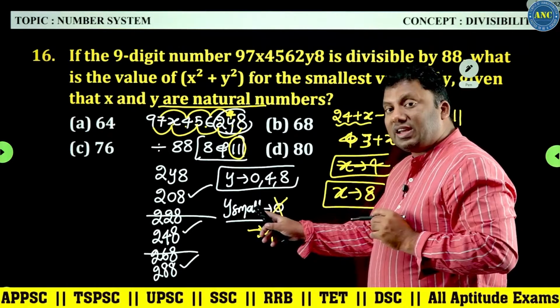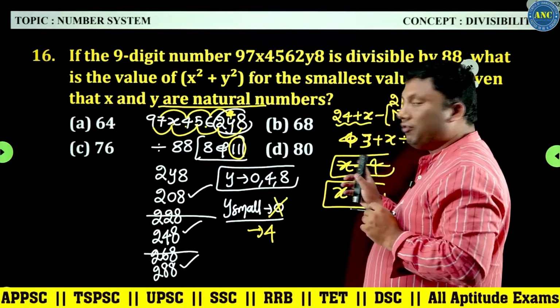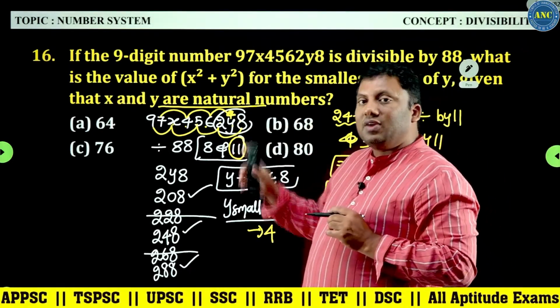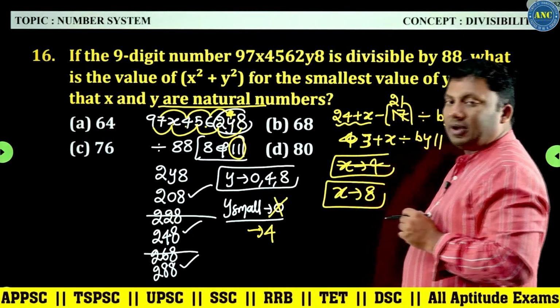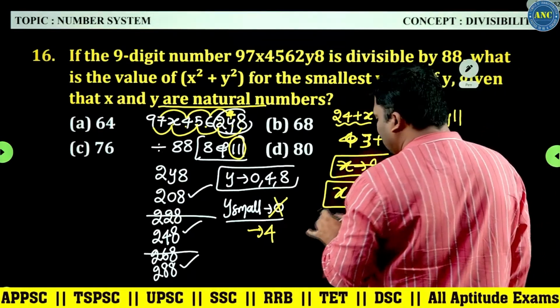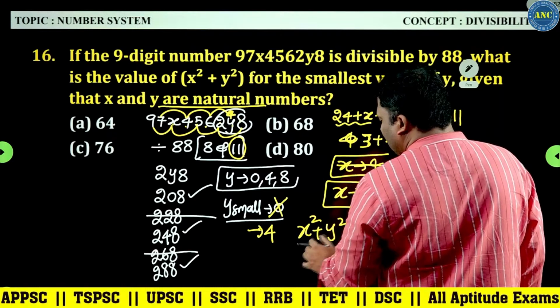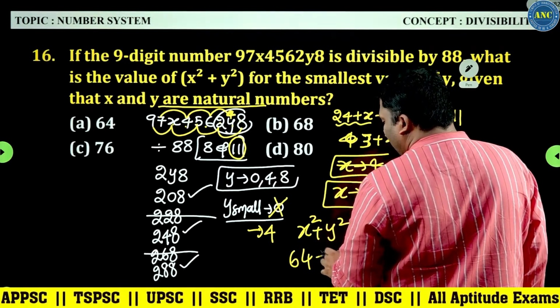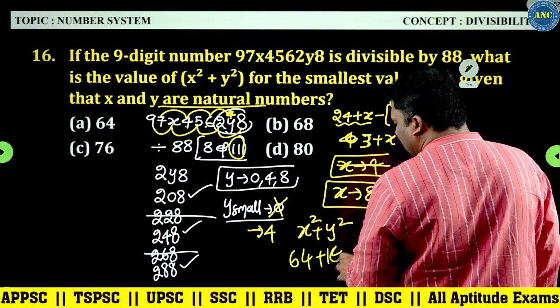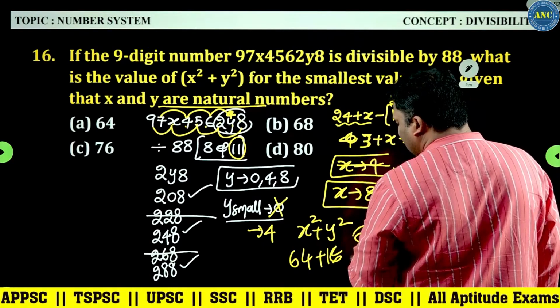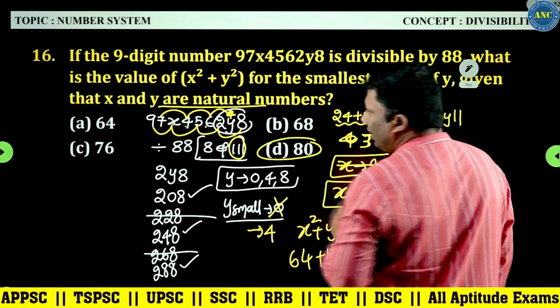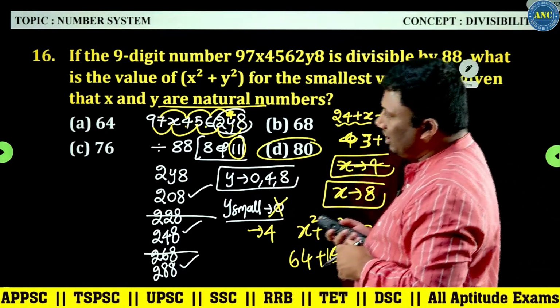If y is taking 0, x will be 4. But he specified that y is a natural number. So it cannot be 0, it has to be 4. Question is x square plus y square. 8 square 64, y square 16. 64 plus 16, it is 80.